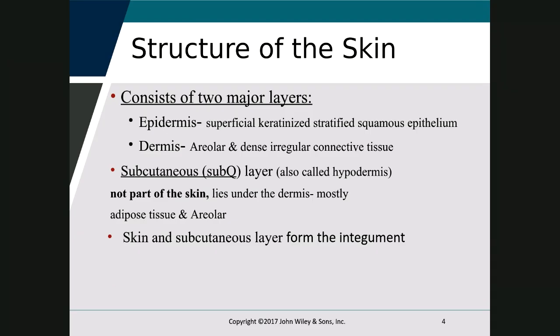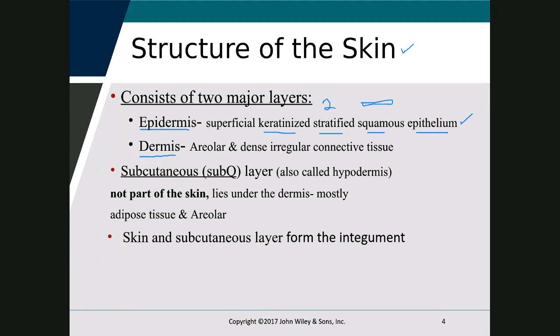So let's discuss the structures of the skin. There's two major layers of the skin. The outer layer is called the epidermis, and the inner layer is called the dermis. The epidermis histologically is made up of keratinized stratified squamous epithelium. Remember, we were taught that stratified means more than two cells. Squamous is that top cell is flat, and it's that outer epithelial layer.